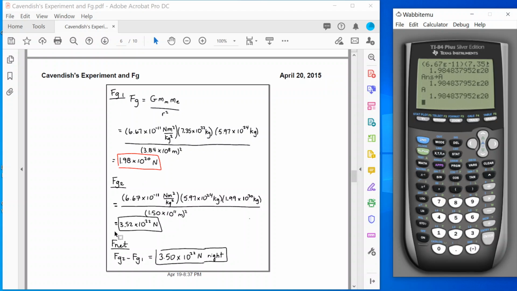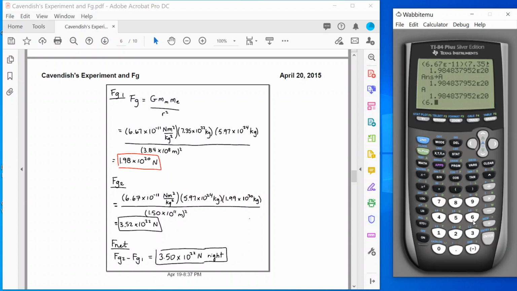Okay, so now I'm going to calculate Fg2. Fg2 is the force of the sun pulling the Earth. So it's the same formula, but this time it's going to be the mass of the sun, the mass of the Earth, and then the distance from the sun to the Earth.